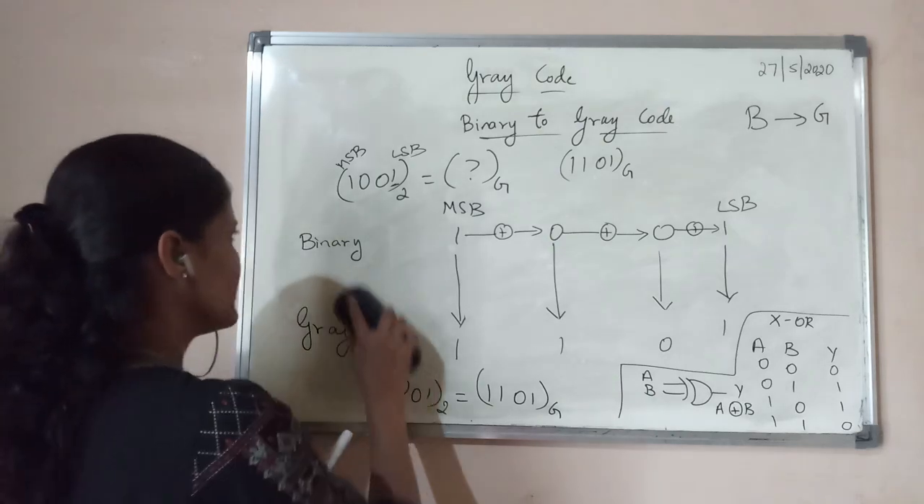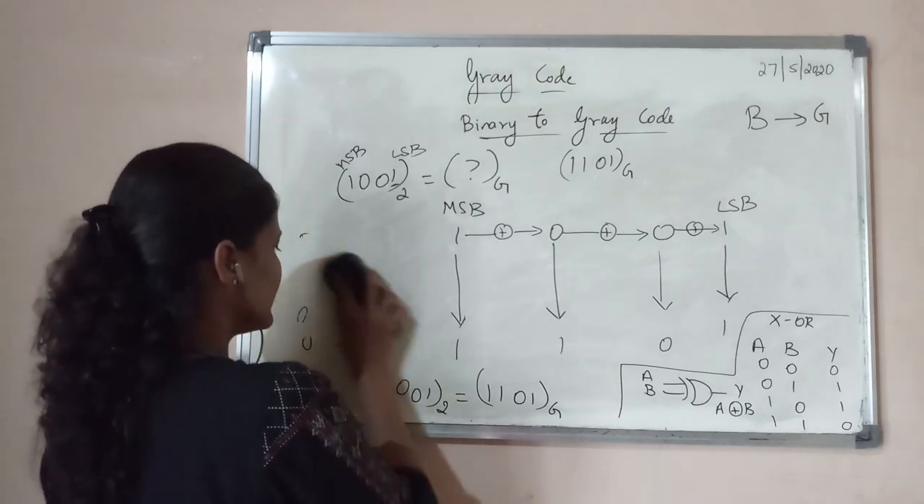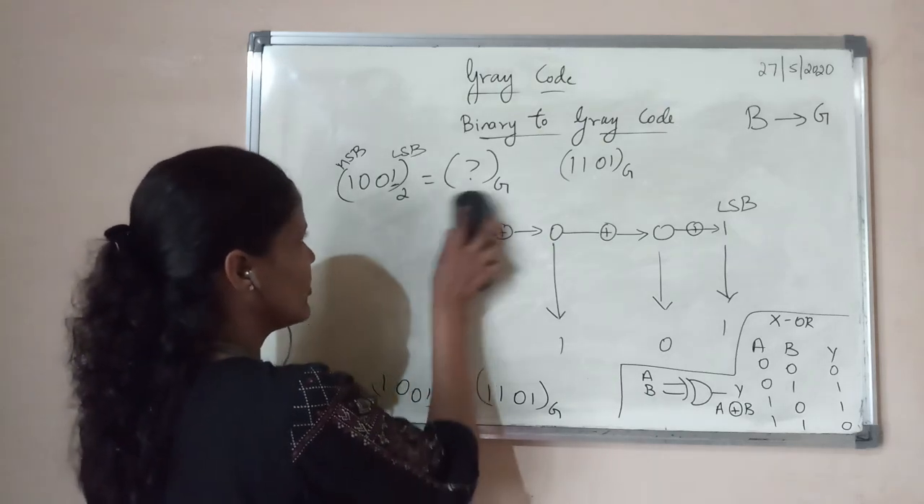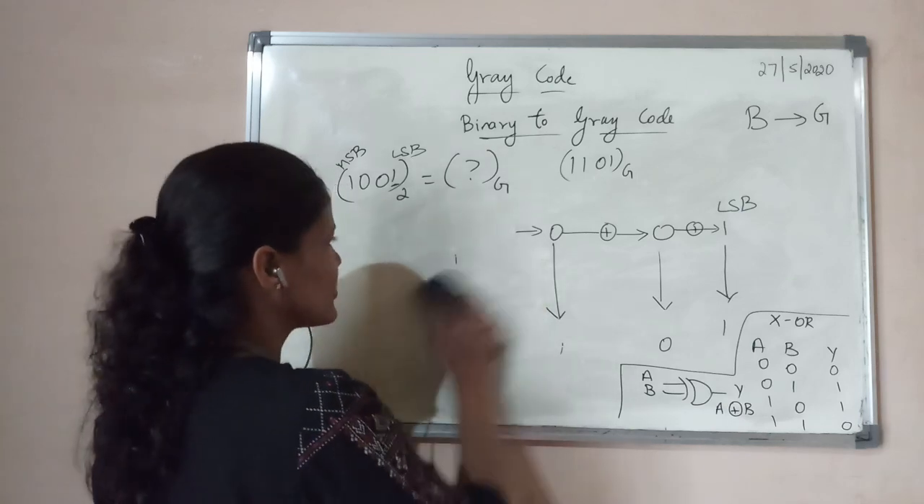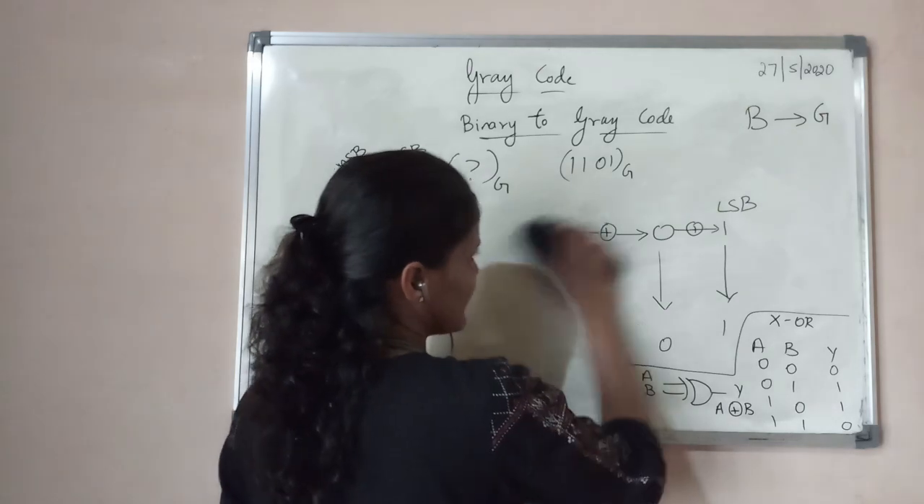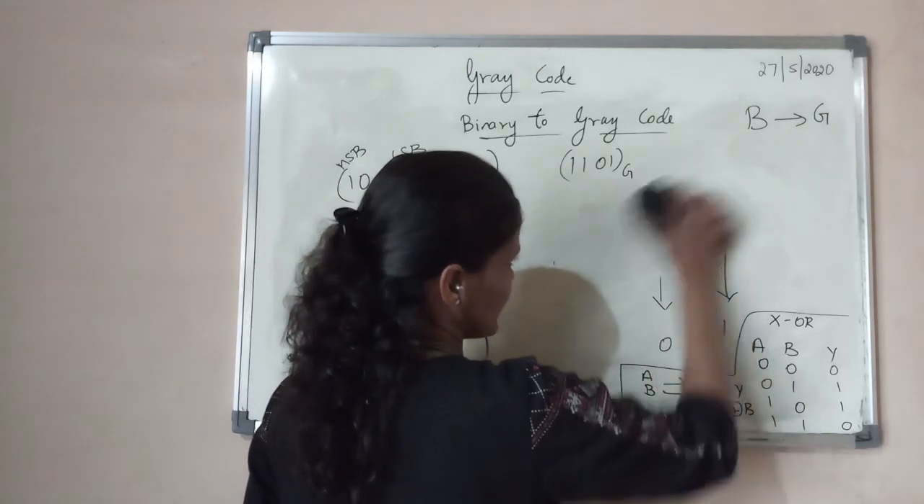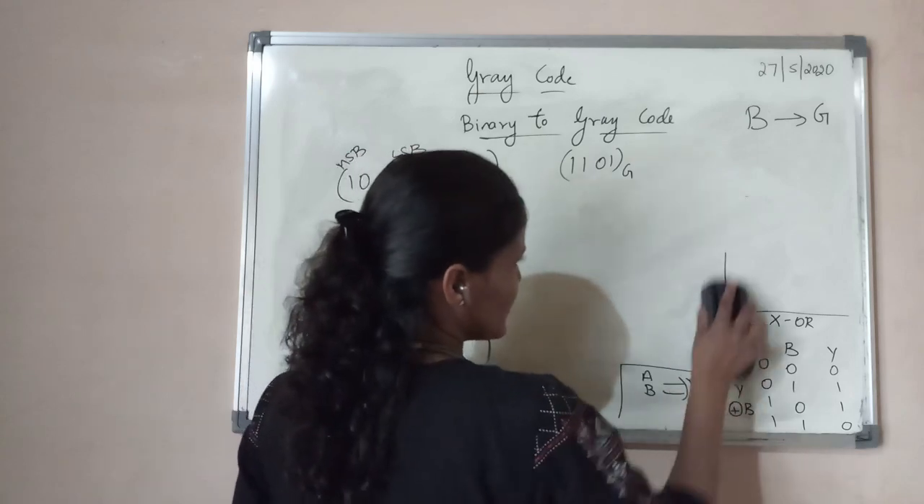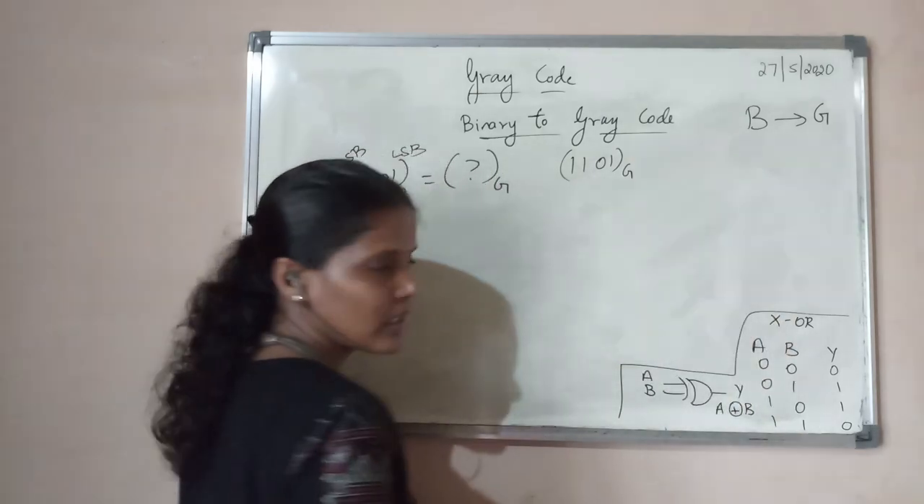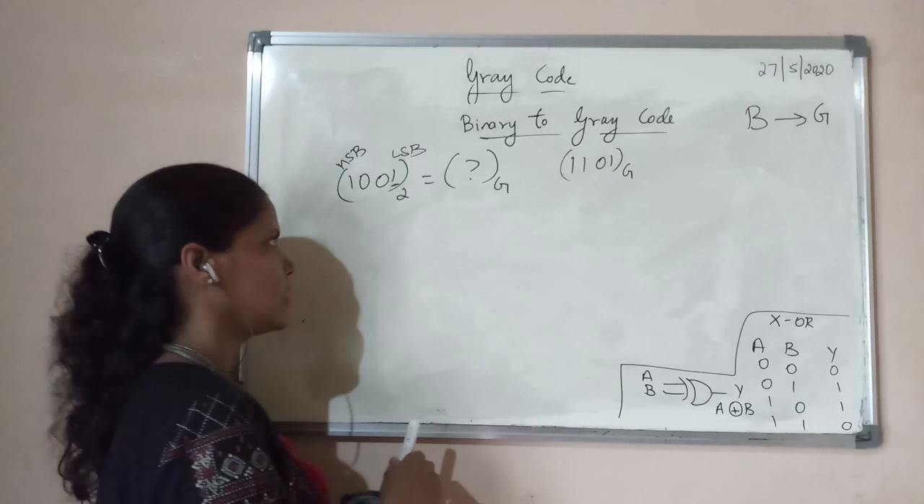There is another method to convert this binary code into a gray code using XOR gates. They may ask you to solve it using XOR gates. They are going to specify to convert the given binary number into gray code using XOR, and then you will have to follow this method.